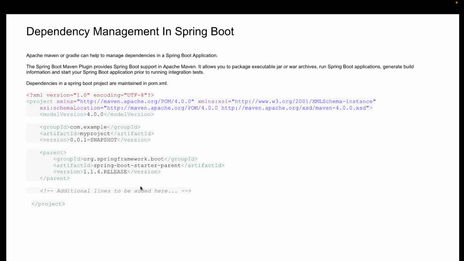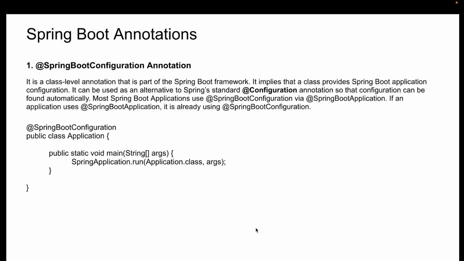Let's go to another slide. We'll go through some of the annotations. Whenever we talk about Spring Boot annotations, an annotation would be something like this. It starts with the at-the-rate prefix and is then followed by some keyword. So let's talk about some of the Spring Boot annotations that we will heavily use. First, the Spring Boot configuration annotation.